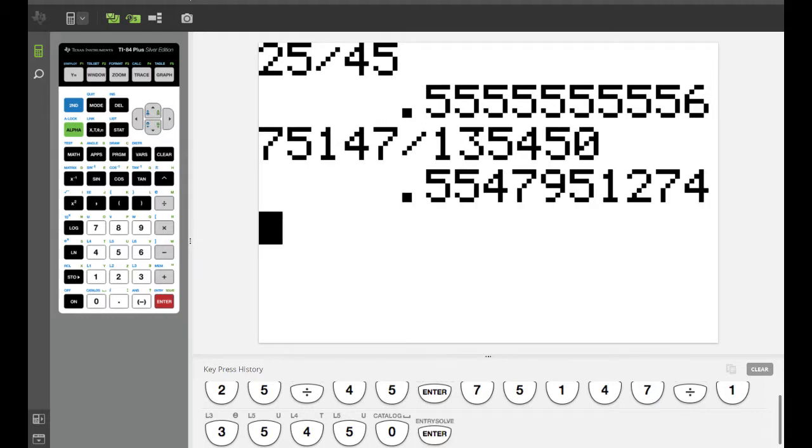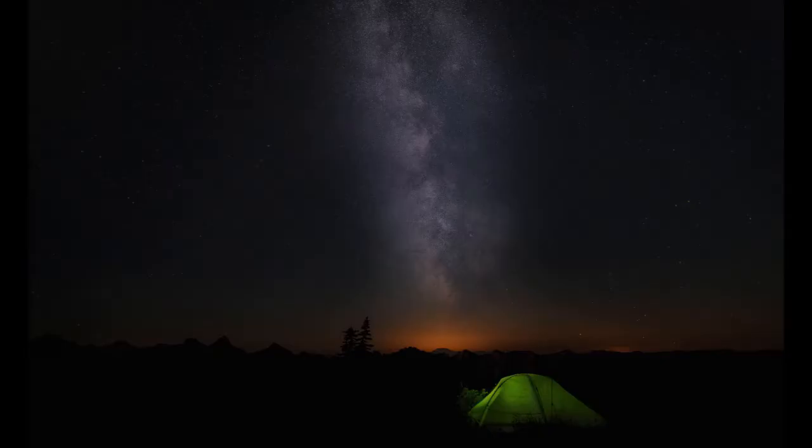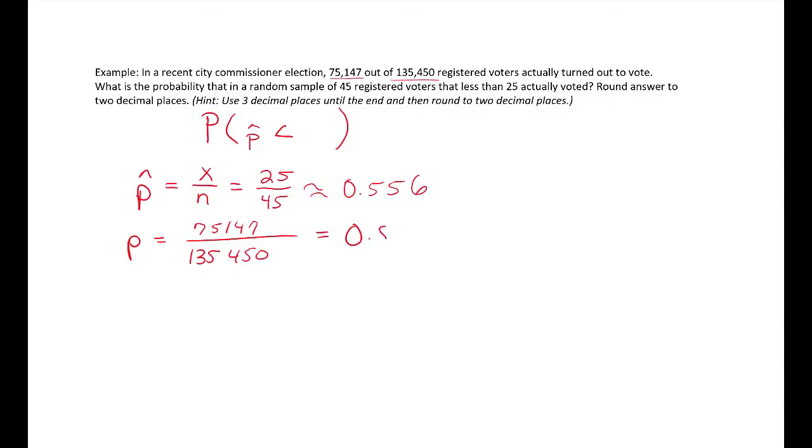And there we get a similar percentage here, but it won't always be the case. But here we get a 0.555 as being our population proportion. Okay, with all this being said, the question is, go back up to the top, find the probability that p hat, our sample proportion, is less than 0.556. So this is what we need to figure out.